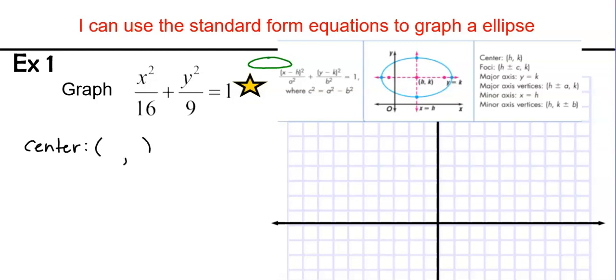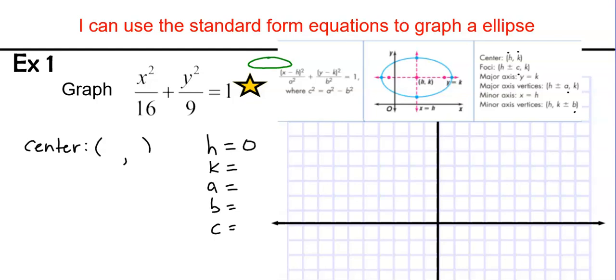Actually, before I even do that, I'm going to make a list of the things I need. H, K, A, B, and C are all of the things that we need. So if you look over here, we have H, K, C, A, and B. So that's all the things we need. So H in this case, well, there isn't really anything. There's nothing next to the X up here.